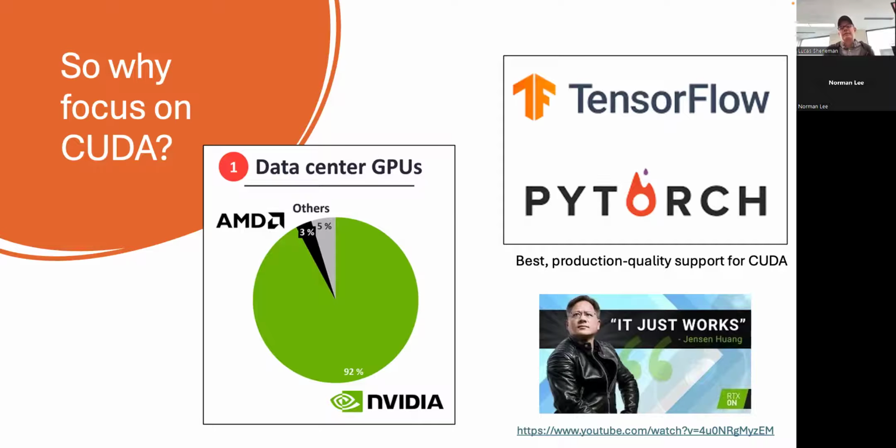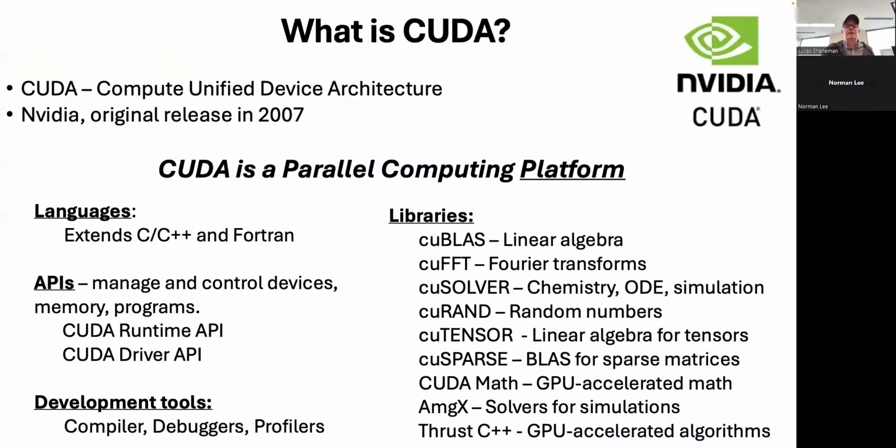The CEO of NVIDIA, Jensen Huang, is famous for saying "it just works." That's one of the reasons why you want to use NVIDIA and CUDA: it just works. There's actually a 10-hour YouTube video of him saying "it just works" in all of his presentations over the last couple of decades, like 10 hours of him just saying it. So he's obviously famous for saying it, but it is somewhat true, and that's why these are being adopted.